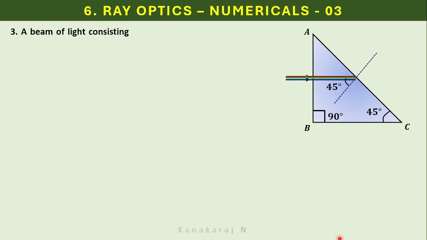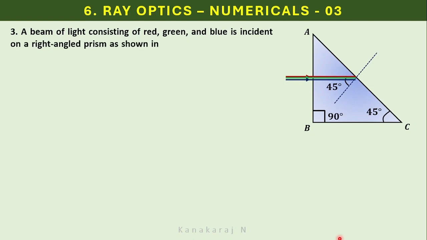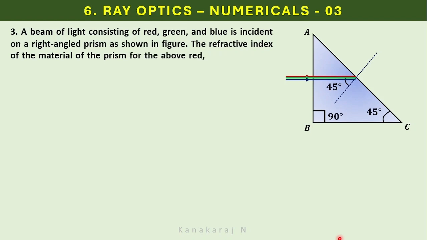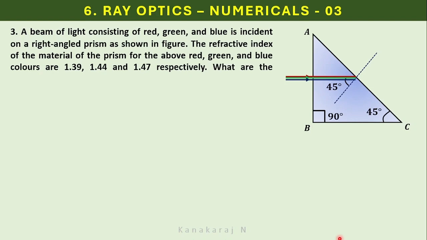A beam of light consisting of red, green and blue is incident on a right-angled prism as shown in the figure. The refractive index of the material of the prism for the above red, green and blue colors are 1.39, 1.44 and 1.47 respectively. What are the colors suffering total internal reflection?